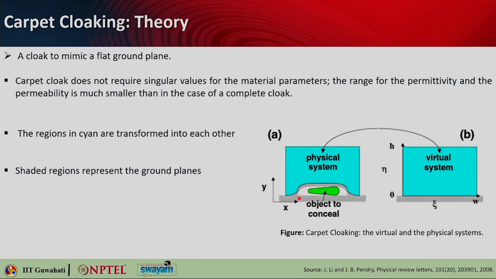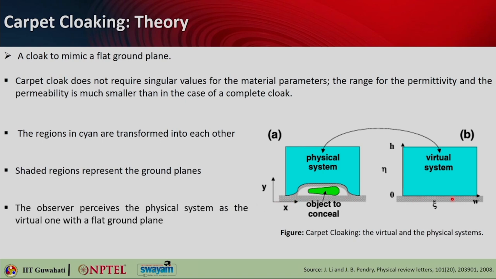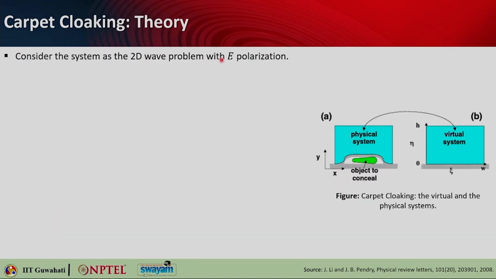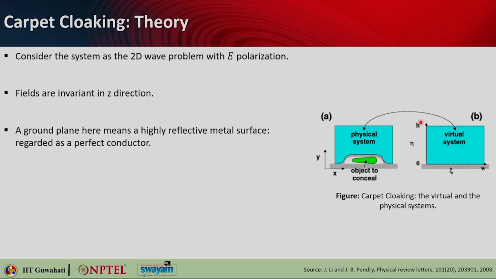So, here this shaded region, as I discussed, reveals the ground plane, and the observer will perceive the physical system as the virtual one with a flat ground plane, because you have put the cloak on it. So, this cloak is called a carpet cloak, and this is doing the wonder. Now, let us consider the system as a 2D wave problem with electric E polarization. So, here you are able to see in the physical system the coordinates x and y, and in the virtual system we are considering zeta and eta, and this is the width and this is the height of the cloak in the virtual system.